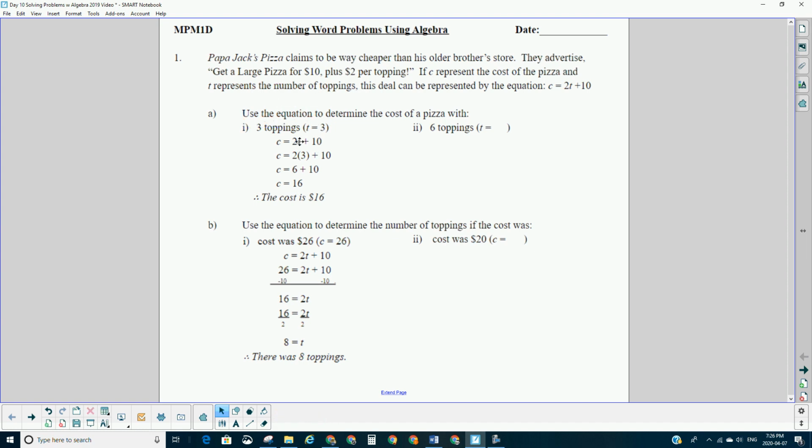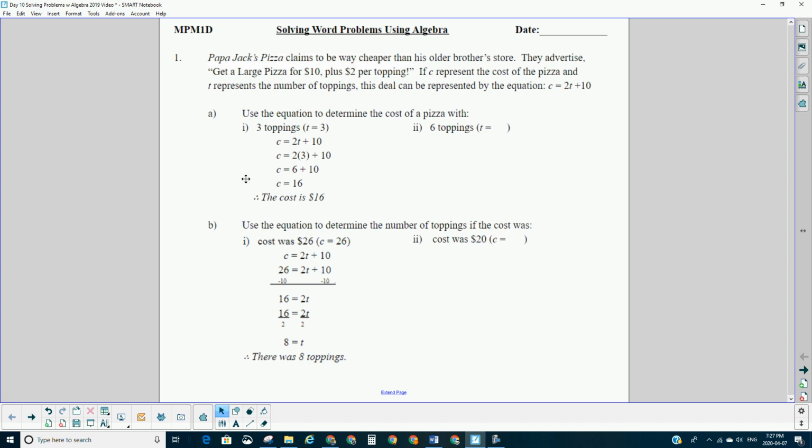So in the first example, we want to use the equation to determine the cost of the pizza with 3 toppings. So if there's 3 toppings, we're going to replace our unknown T with 3. And now we take our equation, C equals 2T plus 10, take the T and replace it with a 3, and instead of 2 times T now, it's 2 times 3, and of course 2 times 3 is 6, plus 10 gets us our $16. Again, I'm pretty confident all of you could figure out the cost of this pizza was going to be 16 bucks, but the point is to use the equation.